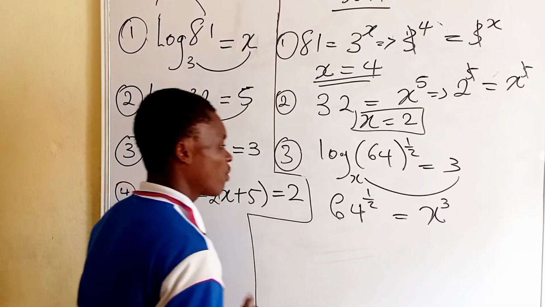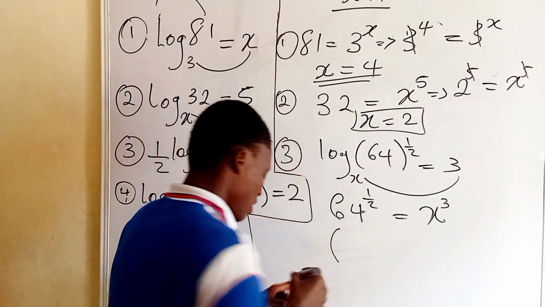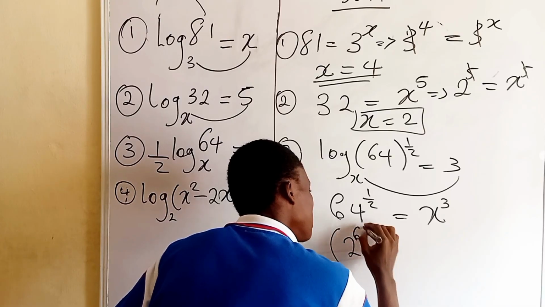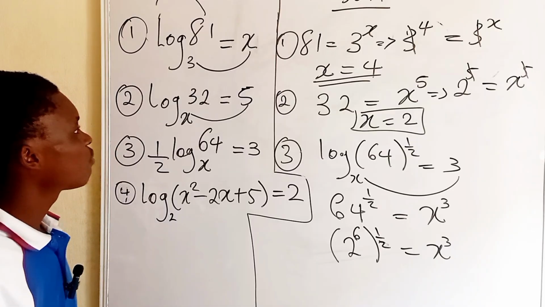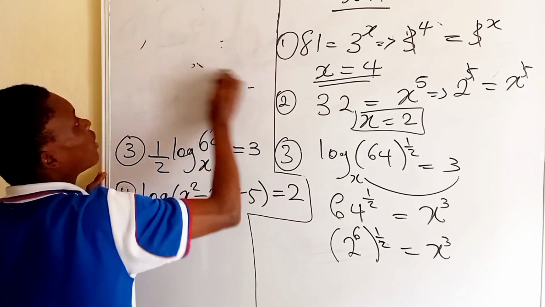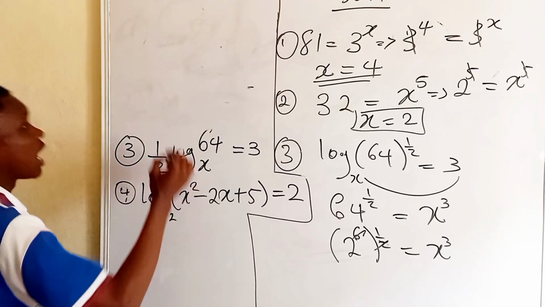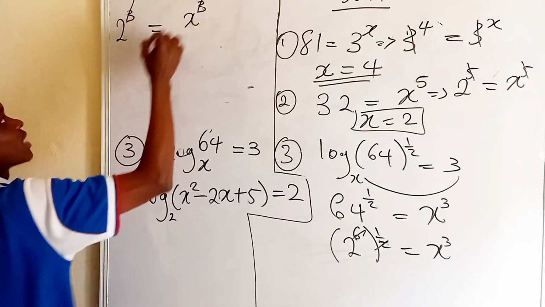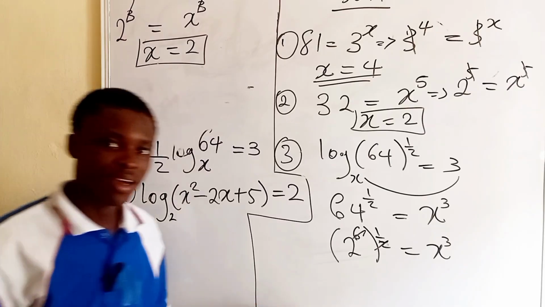So from here, we know that 64 here can be written as 2 to power 6 or 4 to power 3. Let's use 2 to power 6 raised to power 1 over 2 equals x cubed. From here, how do we finish this? We know that this man here can cancel out this man, and we'll have that this is 2 to power 3 equals x to power 3. And x cancels out x. So 3 cancels out 3 and x equals 2 is the right answer that satisfies this problem.